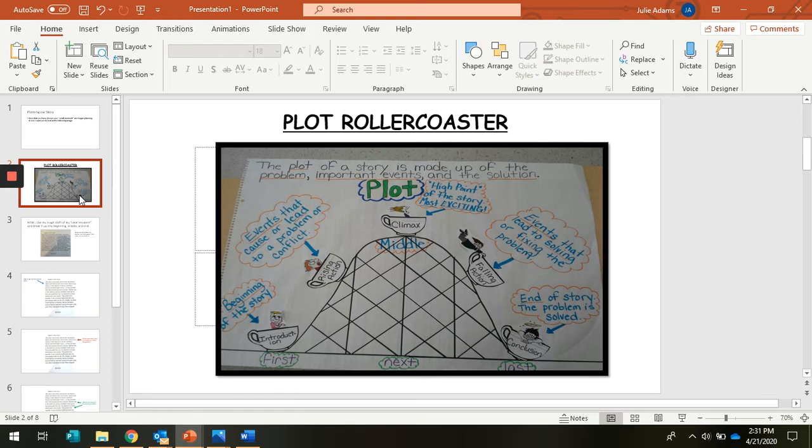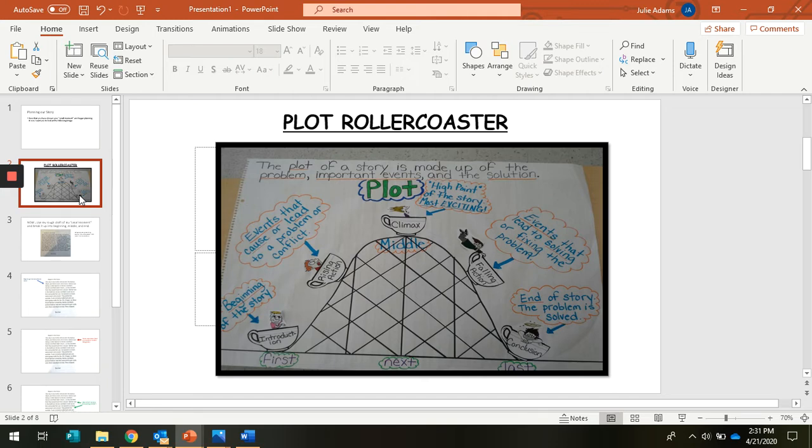As you can see, you start with the beginning of the story, and as you're going slowly up the roller coaster, you work on the events that cause or lead to the problem or conflict. At the top of the roller coaster, that is where you hit the high point of the story, the most exciting. And then you're heading down the roller coaster. It's called the falling action, and it's the events that lead to solving or fixing the problem. And then, of course, the conclusion, which is the end of the story. And the problem is usually solved, but not always.